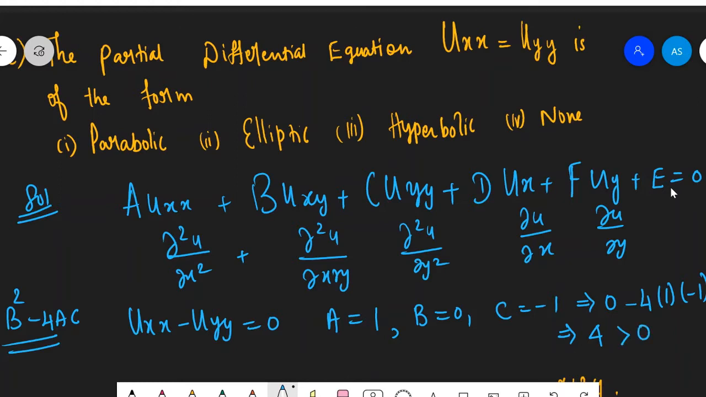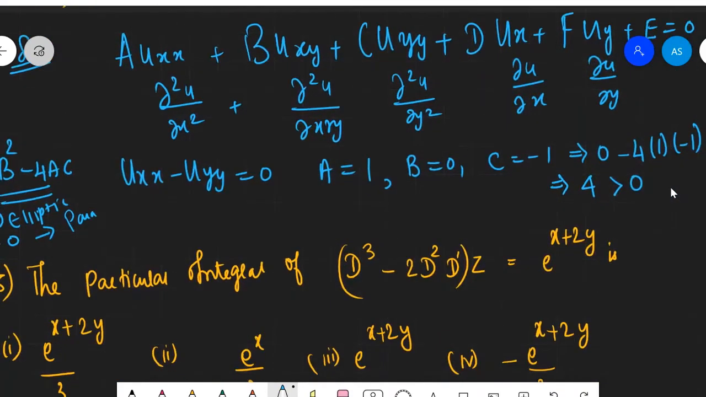If b square minus 4ac greater than 0, the equation is hyperbolic. b square minus 4ac less than 0, the equation is elliptic. b square minus 4ac exactly equals 0, the equation is parabolic. So here b square minus 4ac value greater than 0, the given equation is hyperbolic equation.